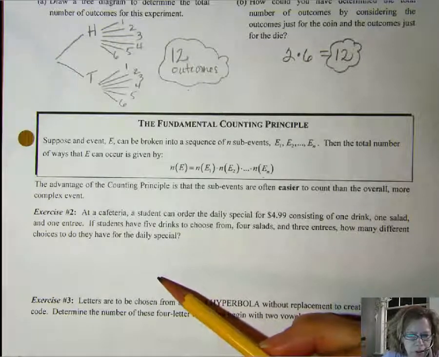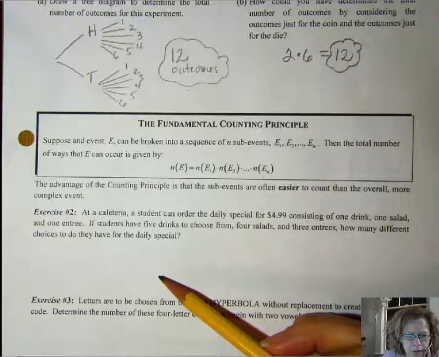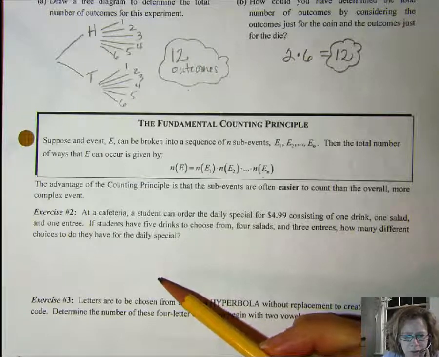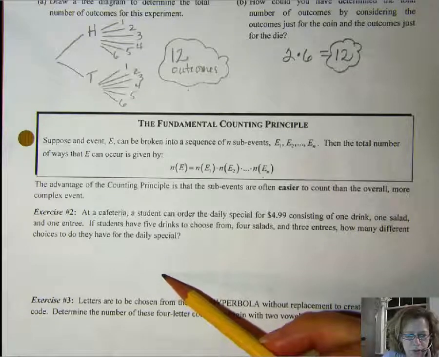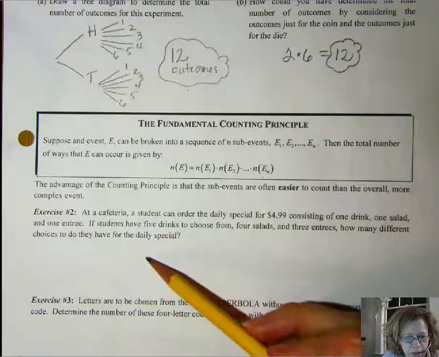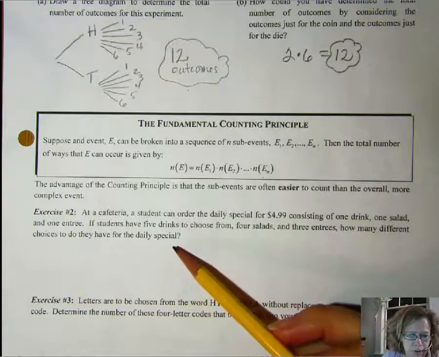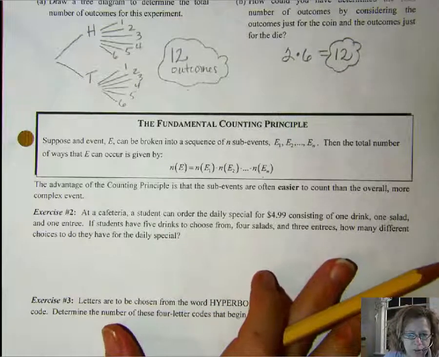Let's do a couple. In exercise 2, we have a cafeteria in which a student can order the daily special for $4.99 that consists of 1 drink, 1 salad, and 1 entree. If students have 5 drinks to choose from, 4 salads, and 3 entrees, how many different choices do they have for the daily special? Now you could make a tree diagram, but it would get really messy really fast. So instead, let's use our counting principle.